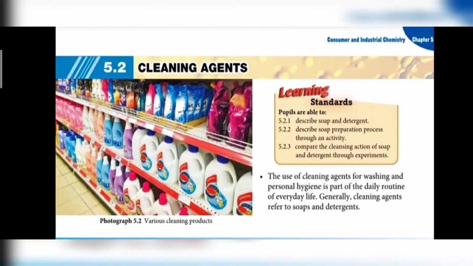Okay, so this is Chemistry Form 5, Chapter 5, the second subtopic 5.2, cleaning agents. So learning standards: you are able to describe soap and detergent, describe soap preparation, and compare the cleansing actions of soap and detergent. The use of cleaning agents is for washing and personal hygiene. This is part of our daily routine every day. So cleaning agents refer to soap and also detergent.